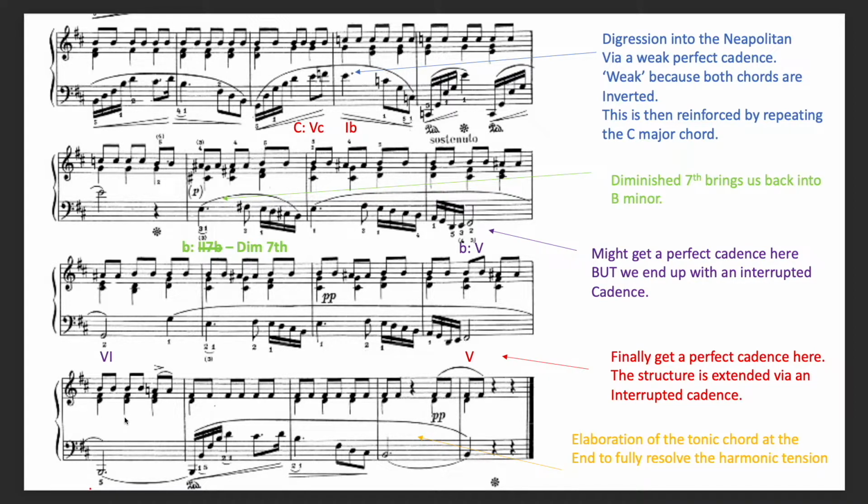And because we've had quite a lot of harmonic tension over the previous few bars, with this digression into C major, this diminished seventh, this interrupted cadence, the tonic chord, when it appears, needs to be really emphasized. The way Chopin emphasizes it here is he elaborates on that tonic chord. We get 5 bars of this tonic chord at the end of the piece to really firmly establish B minor again, to really firmly establish the tonic.